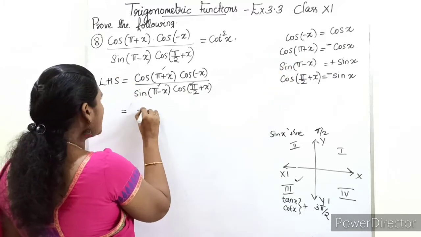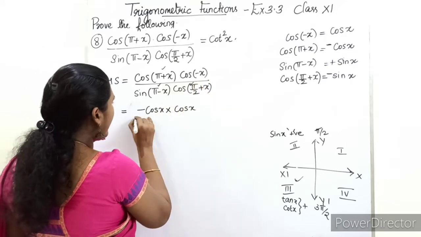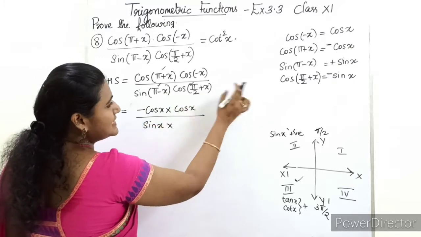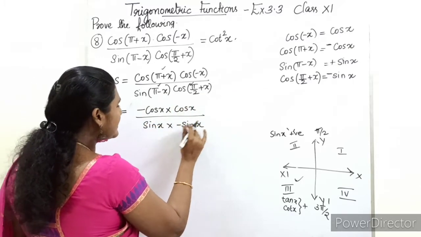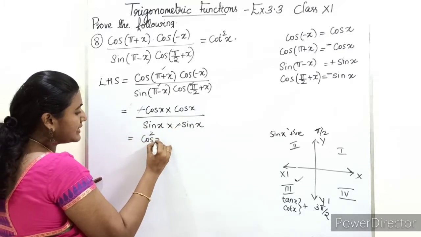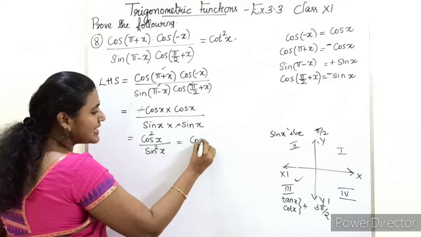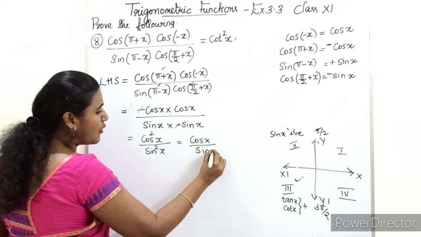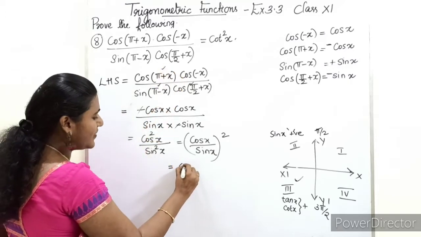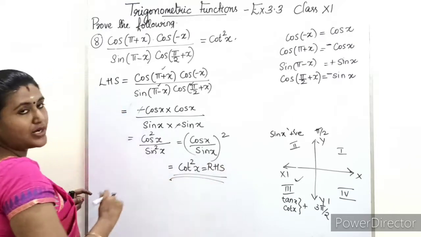Cos pi plus x is minus cos x, into cos of minus x is cos x, divided by sin pi minus x is sin x, into this is minus sin x. So this minus sign will get cancelled and you will have numerator cos square x by denominator sin square x. So we can write this as cos x by sin x, the whole square. What is cos x by sin x? Cot x. So we will get the answer as cot square x, which is our RHS. So this is what you have to do.